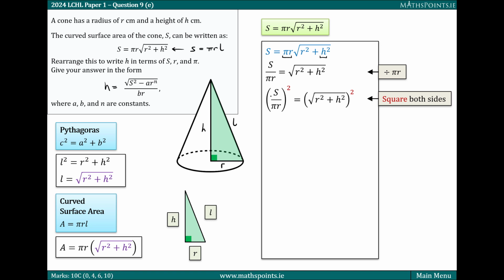Now, when we square a fraction, just to look at this on the side here, so s over pi r, and we're going to square that. What we do when we square a fraction is we square the top and we square the bottom. And if the bottom consists of two separate terms multiplied by each other, each of those gets squared. So that's going to be s squared over pi squared r squared. So that's the left hand side. The right hand side, when we square a square root, it removes the surd and we have r squared plus h squared.